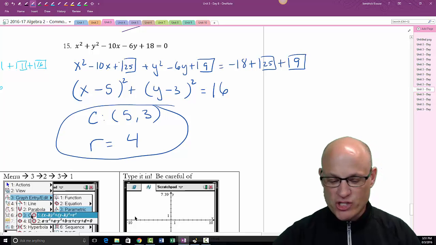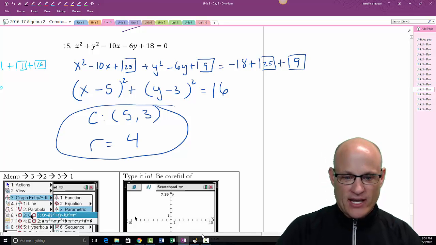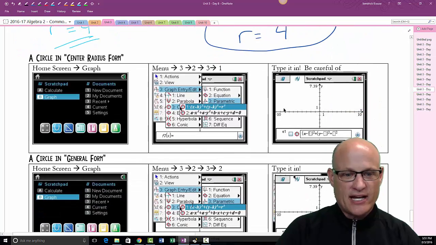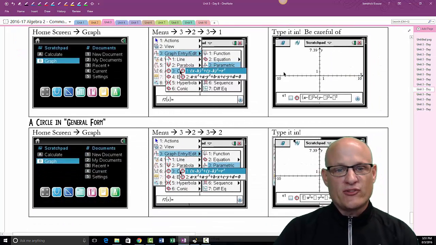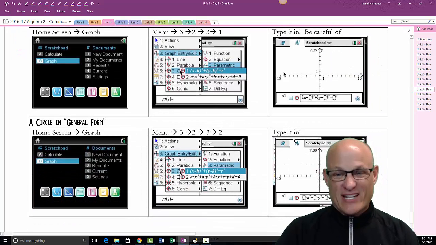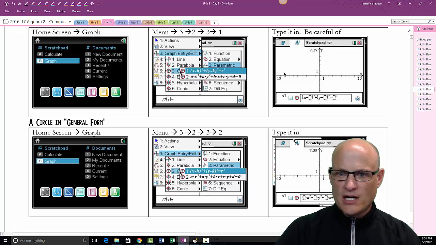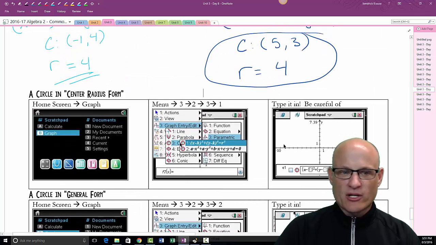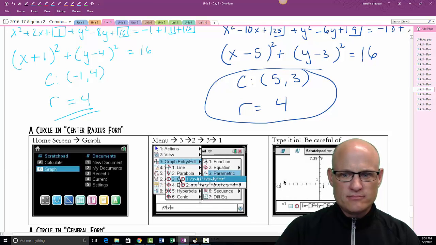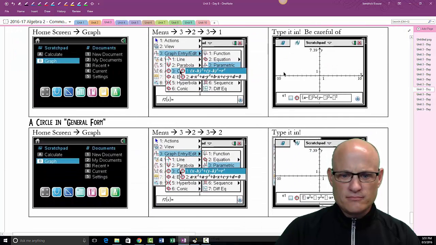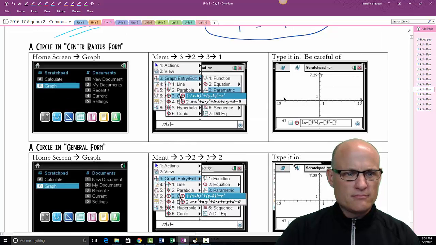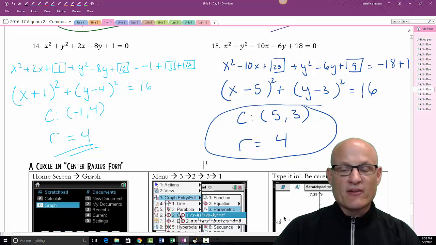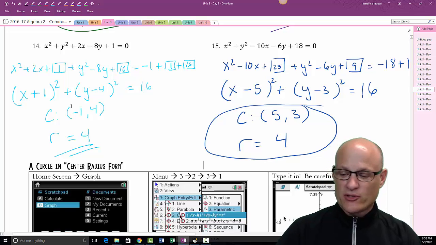Now, one last thing I want to share with you, if you have the TI Inspire. If you don't have it, I guess you can stop right now. But if you have the TI Inspire, you can put things in your calculator. I'm going to verify that I got this right. So I'm going to do this one over here on the left. So I'm going to go over to my calculator.